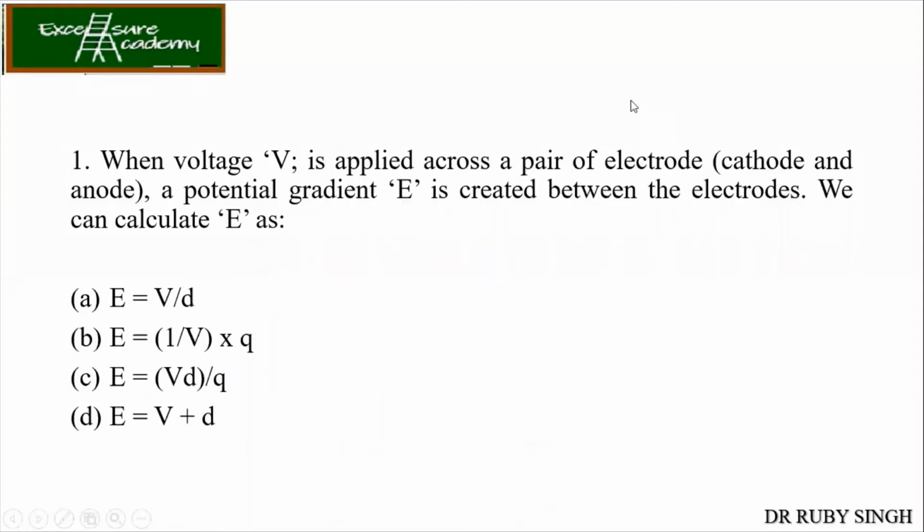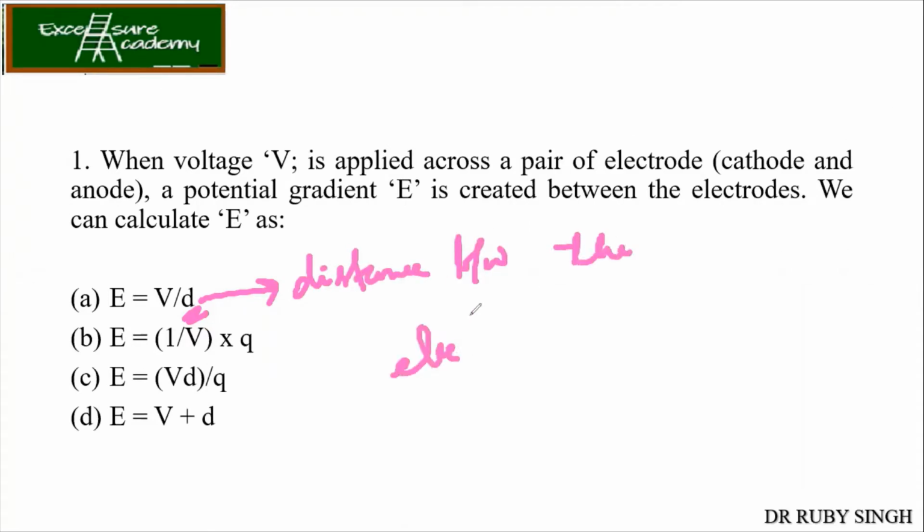So your first question is, when voltage V is applied across a pair of electrodes, that's both cathode and anode, a potential gradient E is created between the electrodes. So we can calculate E as what? In the given question, of all the options, you can see that D is there, where D is the distance between the electrodes. For this, the answer is option A, where potential gradient is given as voltage upon the distance between the electrodes. So here, the answer is E is equal to V by D.